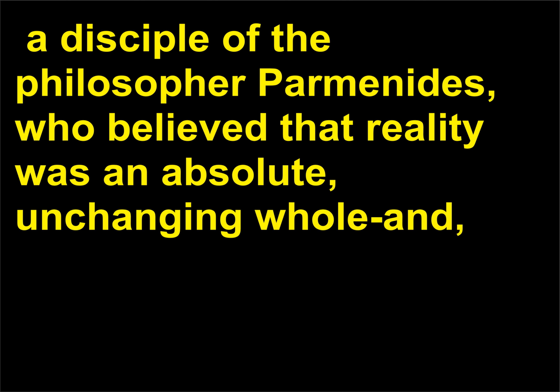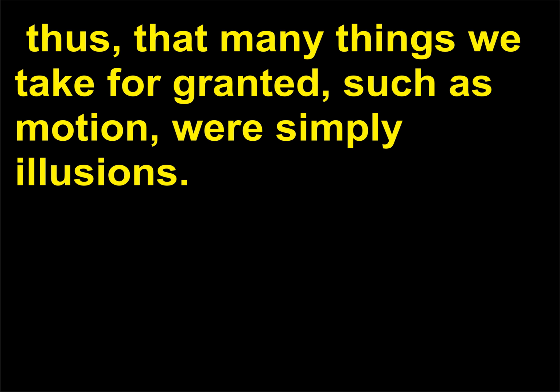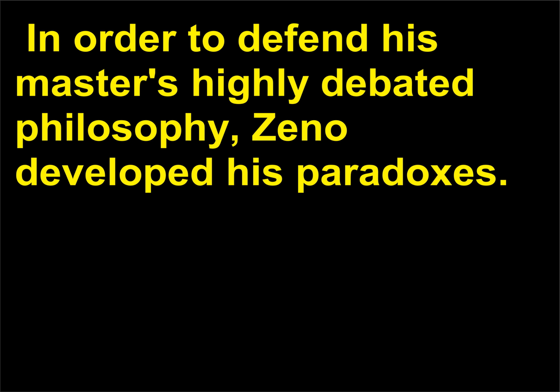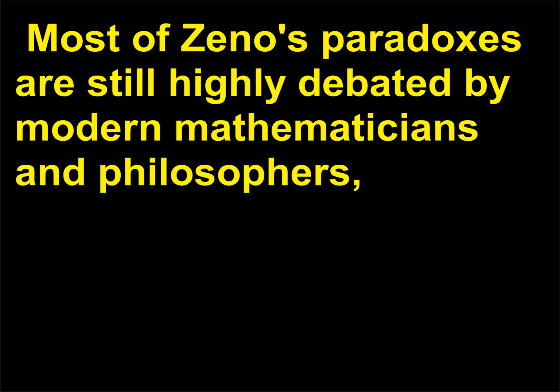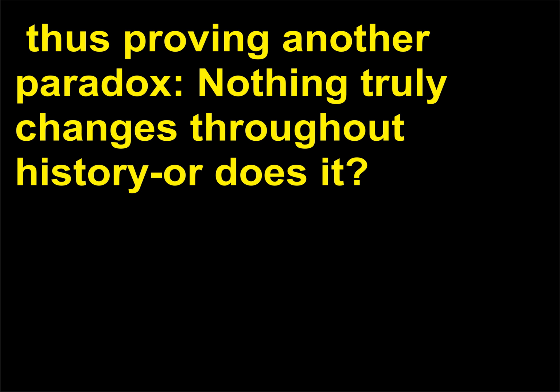A disciple of the philosopher Parmenides, who believed that reality was an absolute, unchanging whole and thus, that many things we take for granted, such as motion, were simply illusions. In order to defend his master's highly debated philosophy, Zeno developed his paradoxes. Most of Zeno's paradoxes are still highly debated by modern mathematicians and philosophers, thus proving another paradox: nothing truly changes throughout history, or does it?